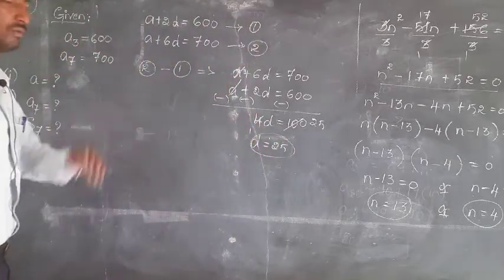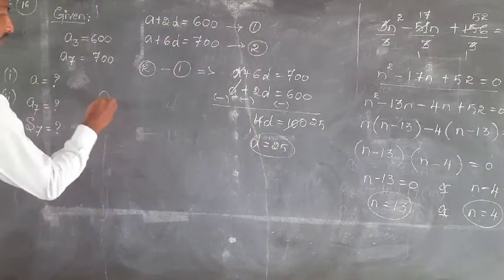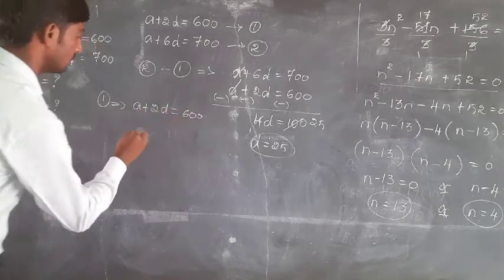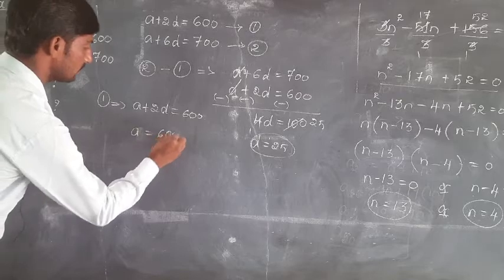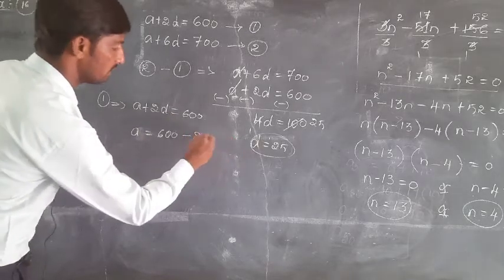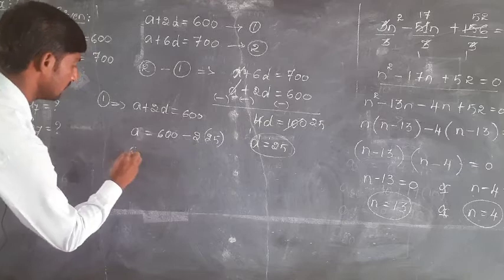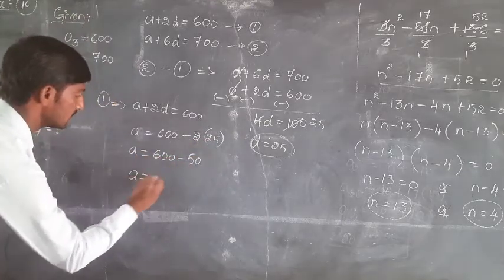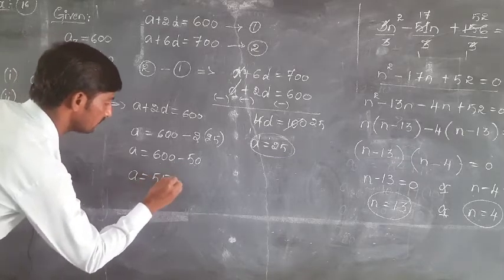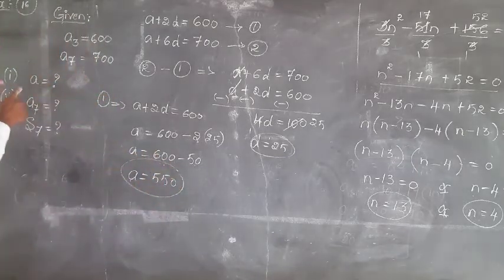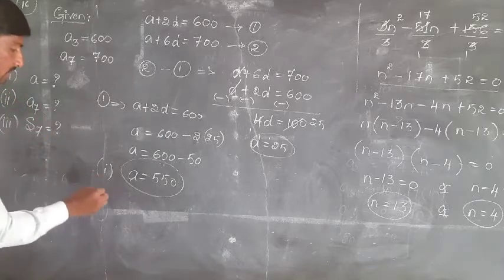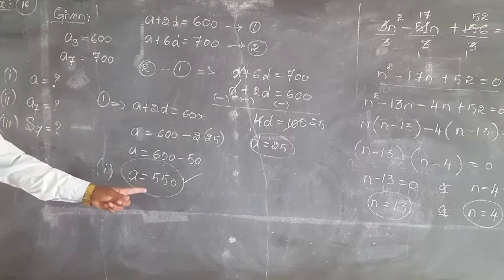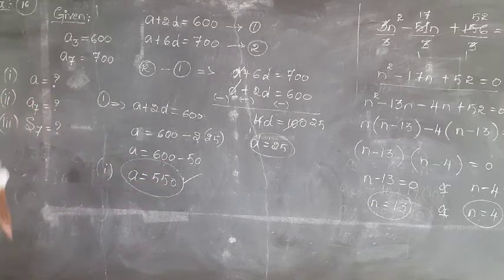Using the D value 25, in equation number 1, A plus 2D is equal to 600. That is A is equal to 600 minus 2 times D. The D value is 25, so A is equal to 600 minus 2 times 25, which is 50. So the A value is 600 minus 50, it is 550. The first option we have found: the production in the first year, he produced 550 TV sets.